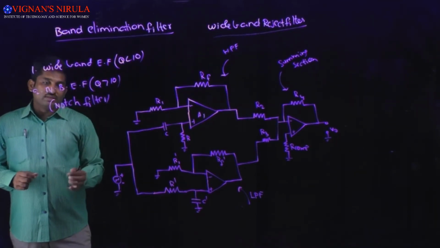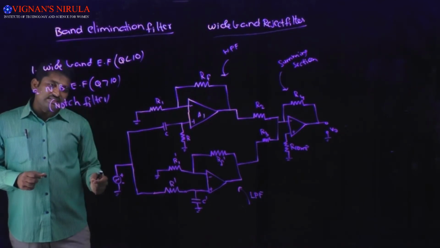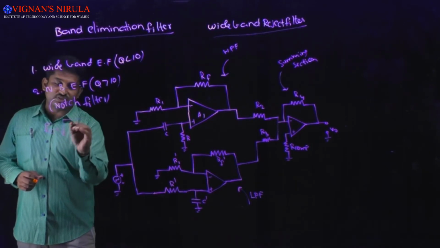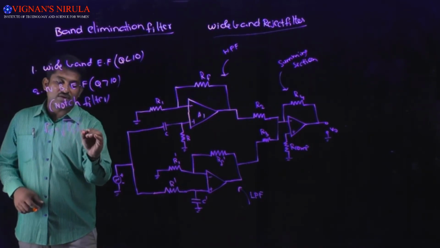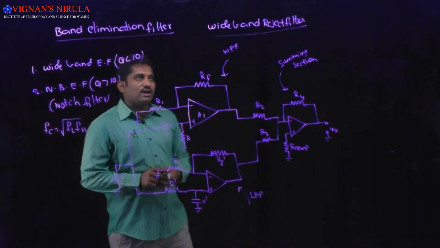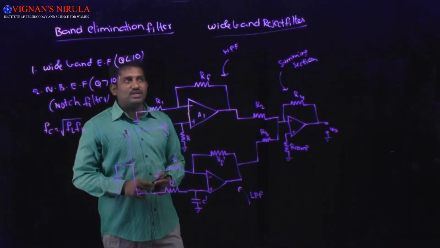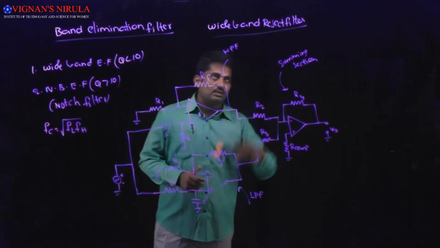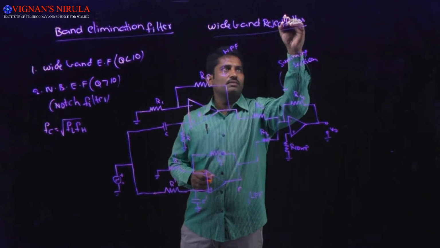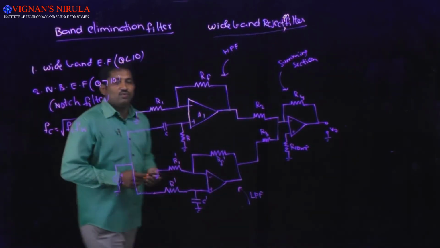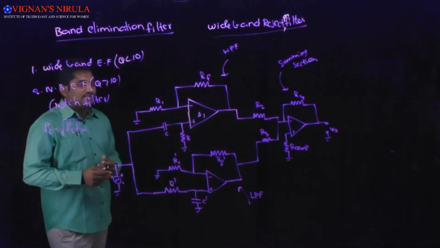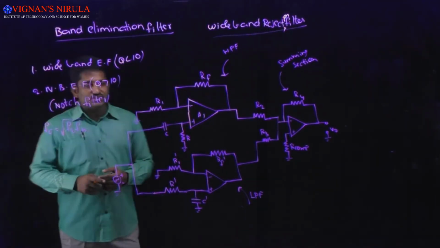And the center frequency will be calculated by using the formula FC is equal to square root of FL into FH. Now coming to the first type in the band elimination filter, which is nothing but the band rejection filter. Whenever the Q value is less than 10, it is treated as a wide band rejection filter.